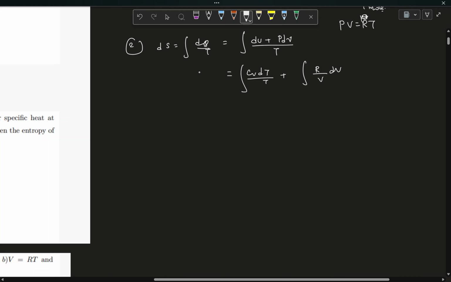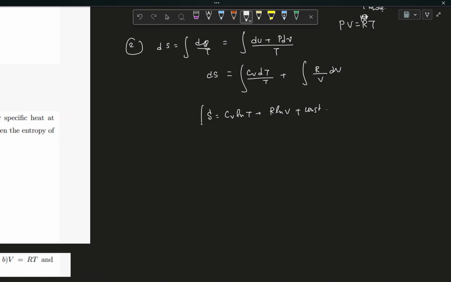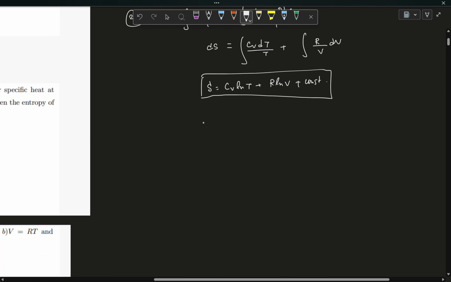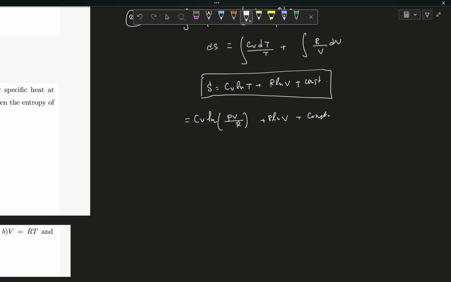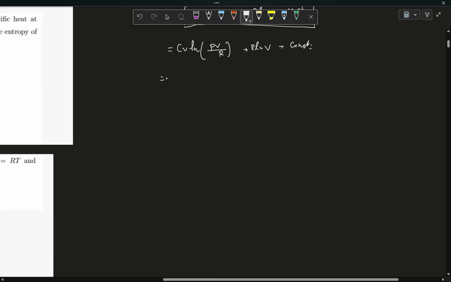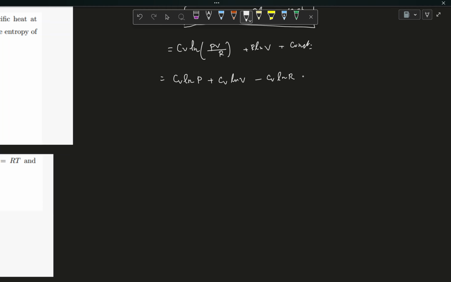Now you have dS equal to this thing, so this is S, you can integrate it out. So this is Cv ln T plus R ln V plus some constant, which is the integration constant. Okay, now you can say that T is PV by R, plus R ln V plus constant. So now distribute this ln part. This is Cv ln P plus Cv ln V minus Cv ln R plus R ln V.